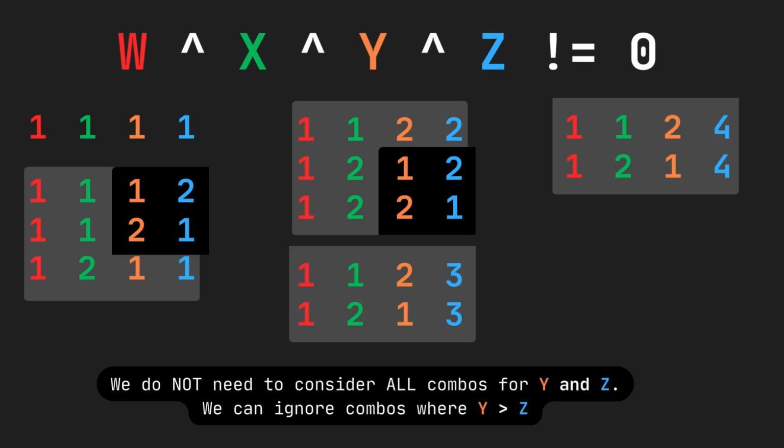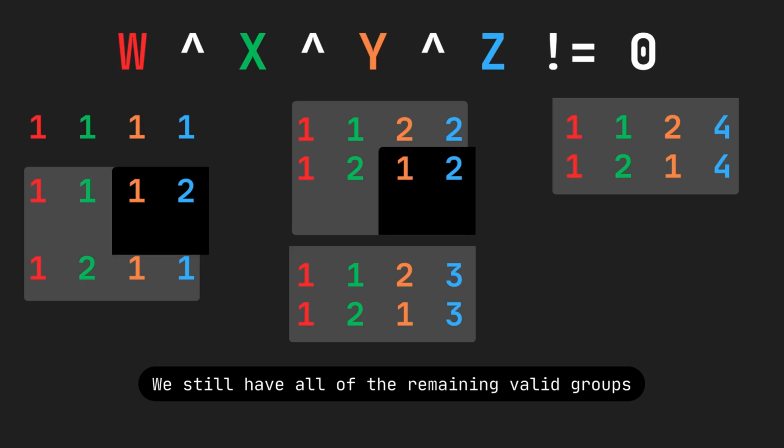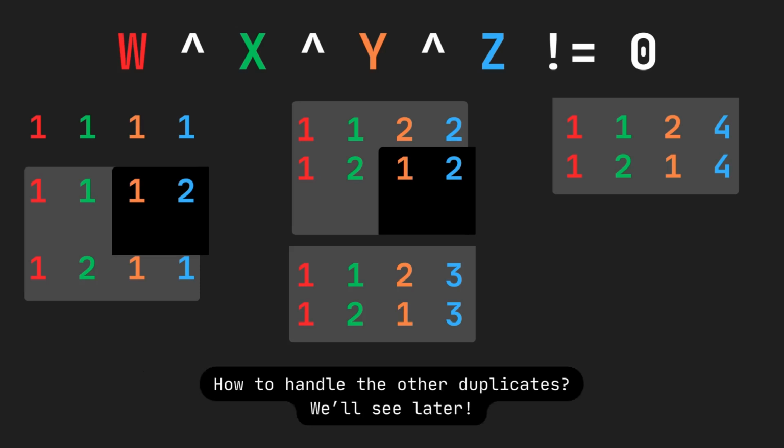When we're making our combinations, we can just ignore any combinations where the Y value is greater than the Z value. This is for a few reasons, but effectively, I'm aiming to keep everything as sorted as possible. I want the 1 to come before the 2. We still have all of the combinations that are valid. Now, how do we handle the other duplicates? We'll talk about that later.